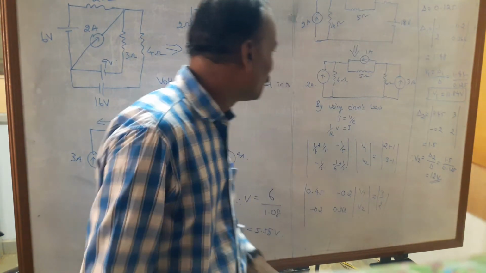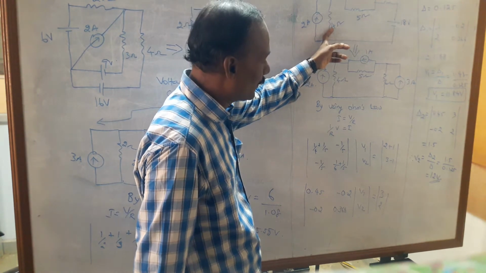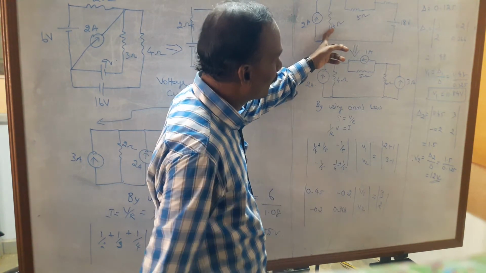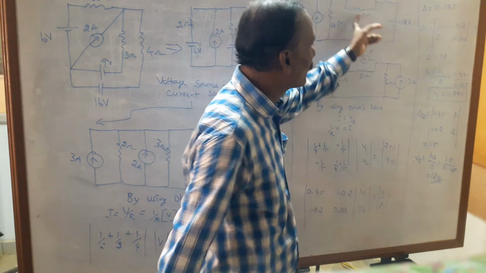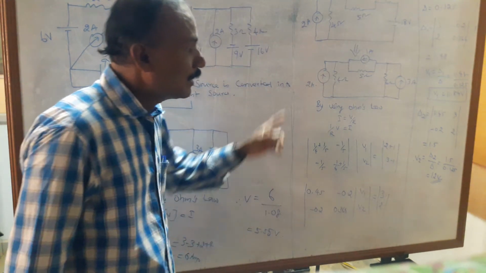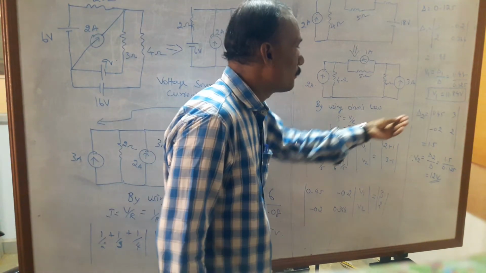The voltage across the 4 ohm resistance is equal to V1, which we already calculated as 11.84. The voltage across 6 ohm is V2, equal to 12. But the voltage across the 5 ohm is equal to V1 minus V2, that is 11.84 minus 12, which is point something.